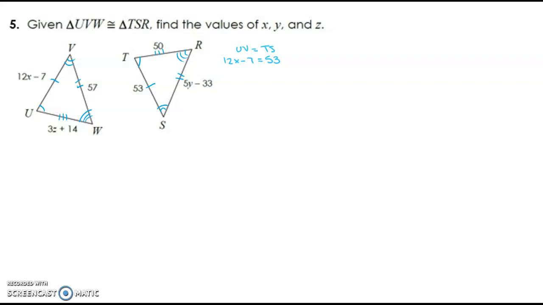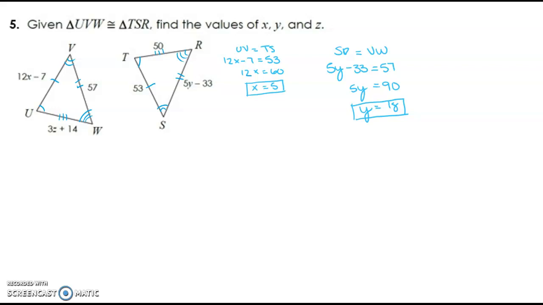53. Okay, now when I solve for x, I'm going to add 7 to both sides and get 12x is equal to 60. Divide by 12 on both sides and get x is equal to 5. Okay, now for my next variable that I want to solve for, I'm going to set up that SR is equal to VW. Since I know that, I can set up the equation 5y minus 33 is equal to 57. And if I add 33 to both sides, I get 5y equals 90. Divide by 5 on both sides, and I get y is equal to 18.